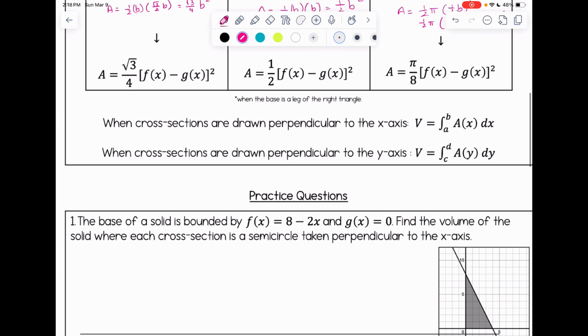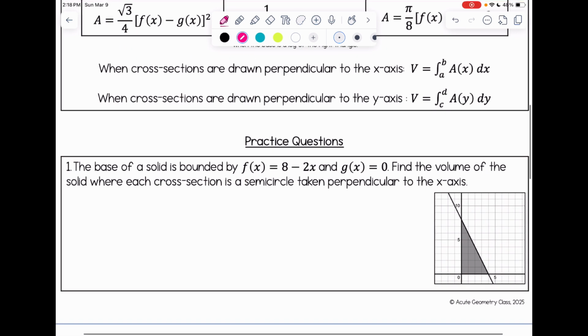All right, so let's take a look at an example. Number 1 says the base of a solid is bounded by f of x equals 8 minus 2x and g of x is 0. We're going to find the volume of the solid where each cross-section is a semicircle taken perpendicular to the x-axis. So we know that it's a semicircle, so what I'm going to do here is first just write the area formula from above. So we know that the area is equal to pi over 8 f of x minus g of x squared. So either you would have to memorize that idea, or you could draw a semicircle and basically derive the formula like we did above.